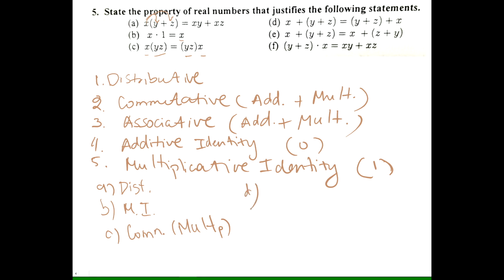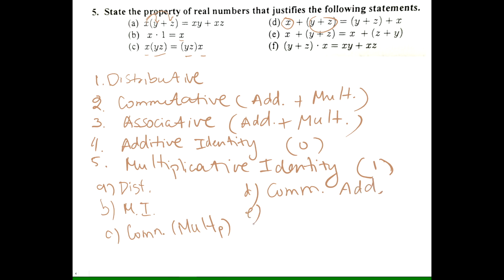Part D. Here I have one term, x, and then y plus z, and on the other side of the equation I have y plus z plus x. I see all that has happened is these 2 terms have switched places, but this time we have addition. So this would be the commutative property of addition.